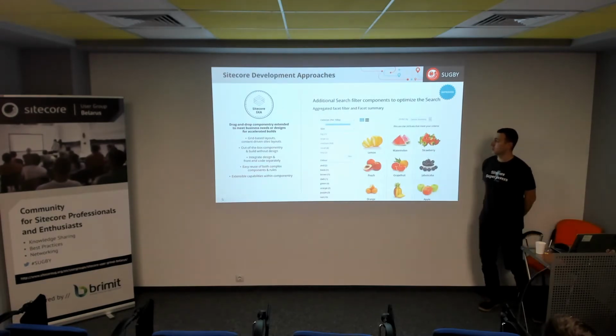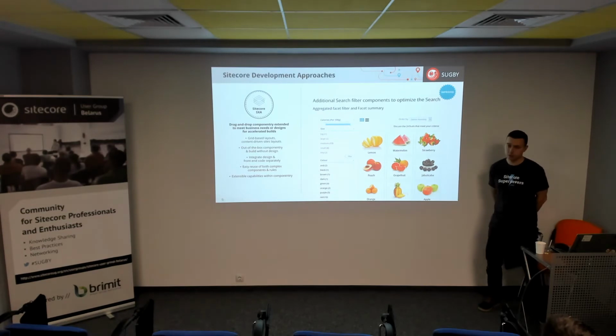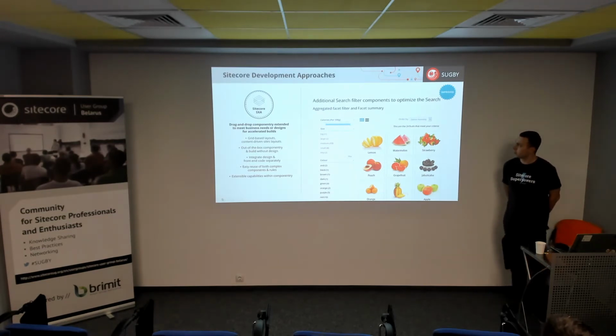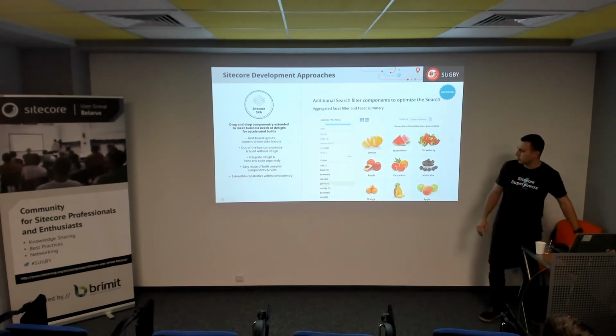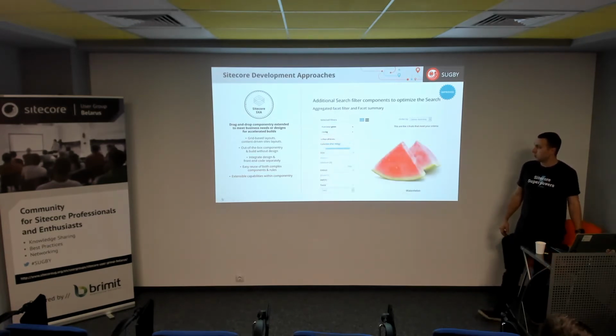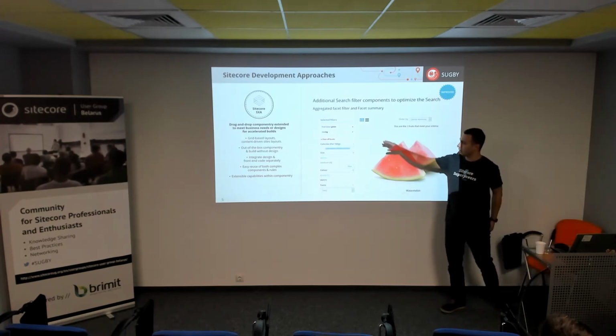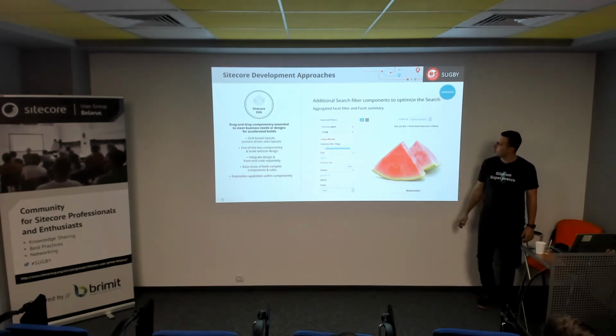New components are added and improved for SXA search. Now we have the aggregated facet filter and facet summary. For example, we just choose green. The results are updated. The number of filters is reduced, and then we can choose, for example, big, and we have a summary where we can clear our filters in one click or remove some of them.